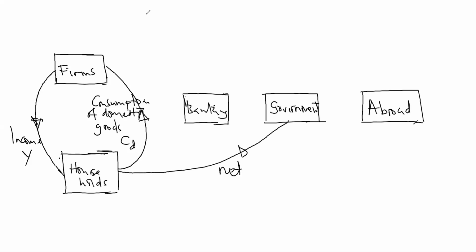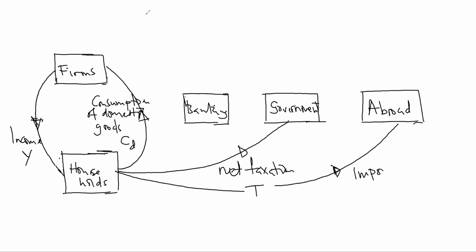This is called net taxation. And we use capital letter T to represent taxation, right? And then some is also spent through consumption of foreign goods through what are called imports, represented by capital letter M. So we use capital letter M to represent imports. Okay. Let me put T here.